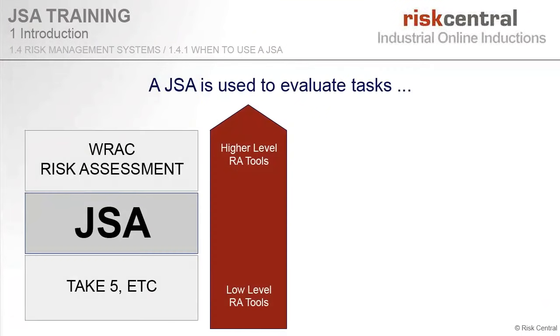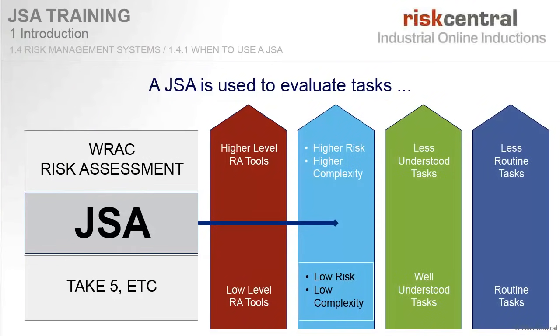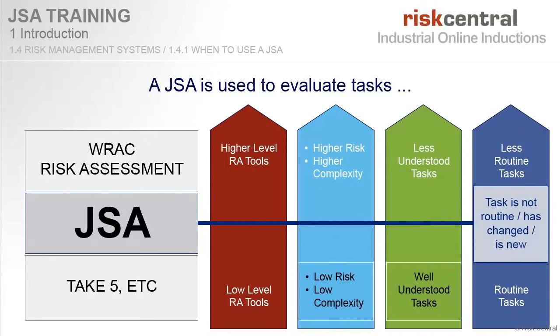In most organizations, a JSA is used to evaluate tasks in the following situations. Task is low risk and low in complexity. Task is well understood. Task is not routine, task has changed, or task is new. For example, people, equipment, or conditions have changed.